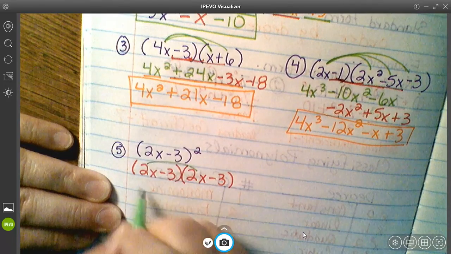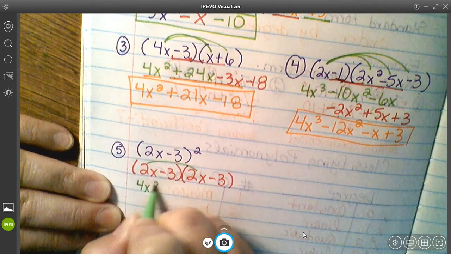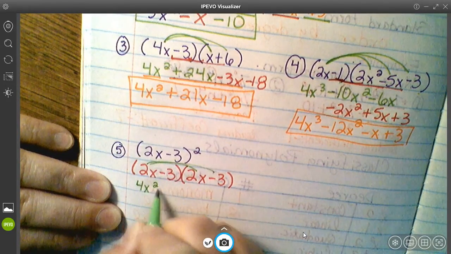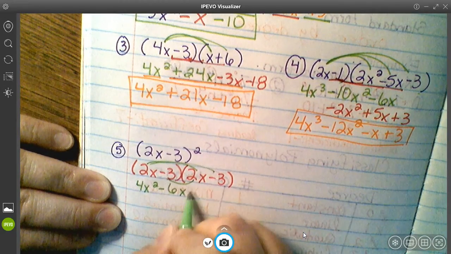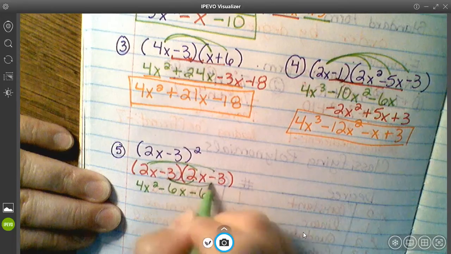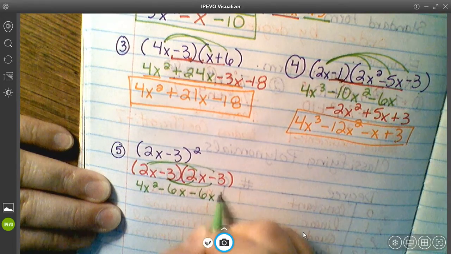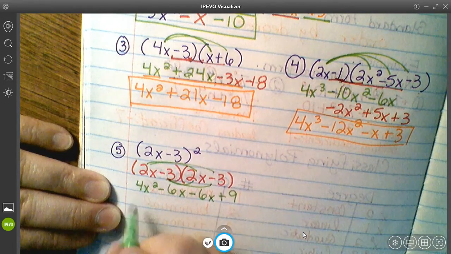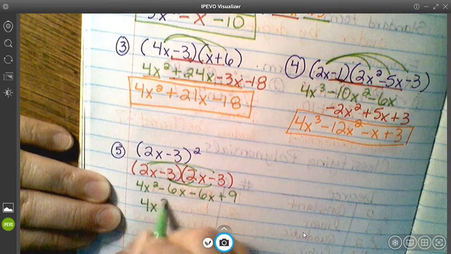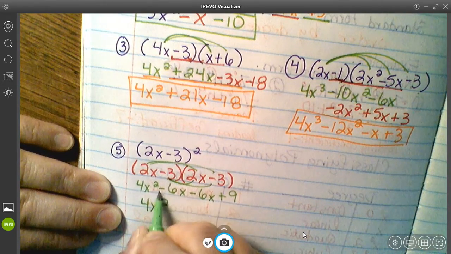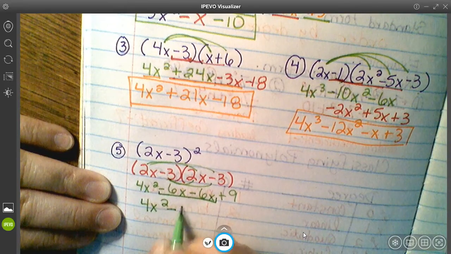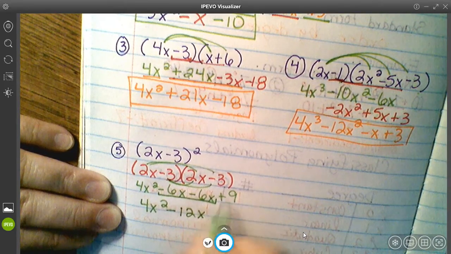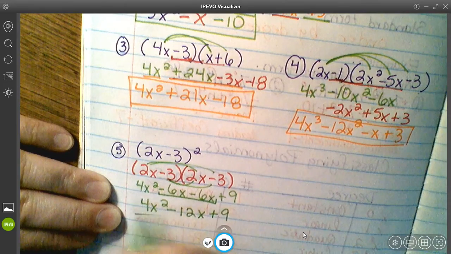So 2x times 2x is 4x squared. 2x times negative 3 is negative 6x. Negative 3 times 2x is negative 6x. And negative 3 times negative 3 is a positive 9. When we combine all of our like terms, negative 6x minus 6x is a negative 12x. And then we have the positive 9 at the end.